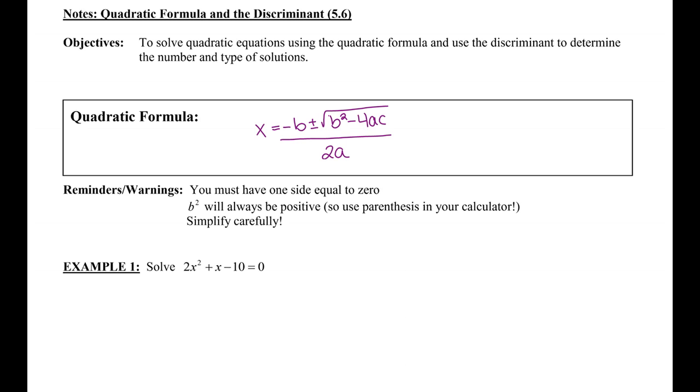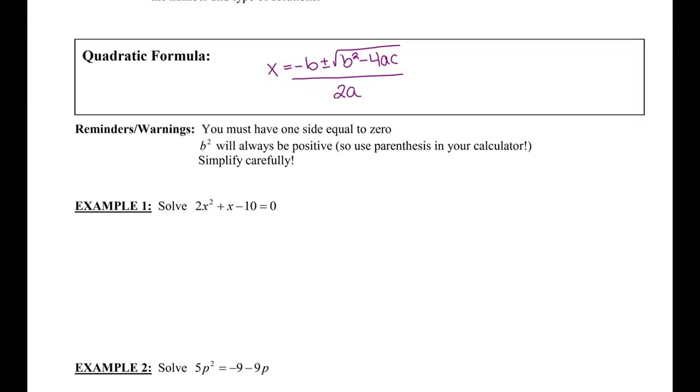And b squared will always be positive, so make sure you use parentheses when you plug it in your calculator. Next, make sure you simplify carefully. It is okay to simplify in multiple steps instead of trying to simplify the whole thing at once. Let's look at some examples.